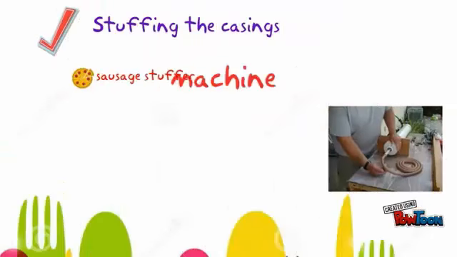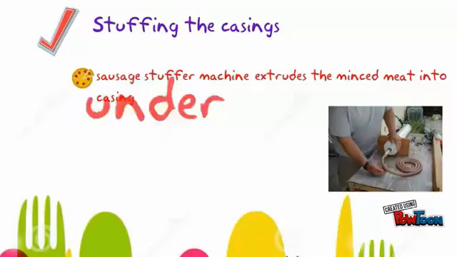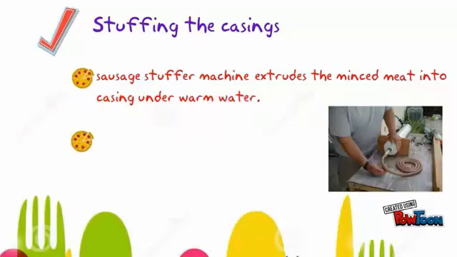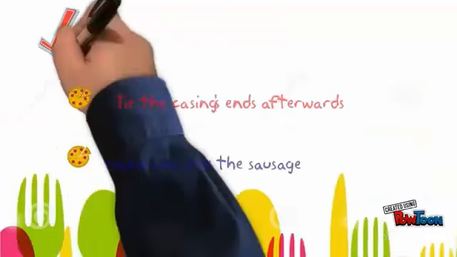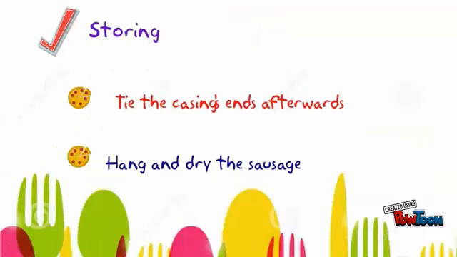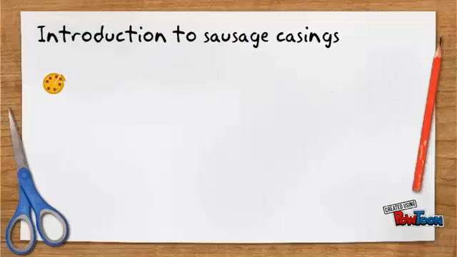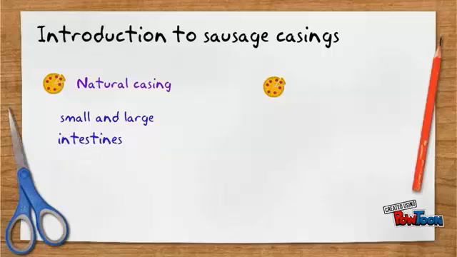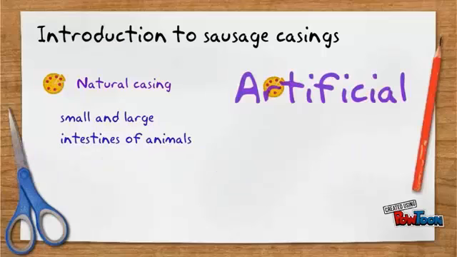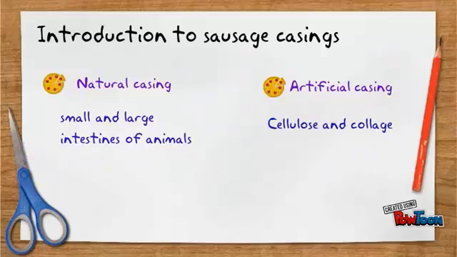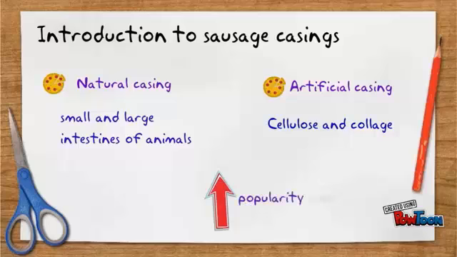Third, the sausage stuffer machine will extrude the minced meat into casing under warm water. Do not release too much meat in one single sausage. Fourth, seal it and allow it to air dry. There are 2 types of casings, natural ones made of animal intestines and artificial ones made of cellulose or collagen, which were invented to meet the increasing demand of sausages.